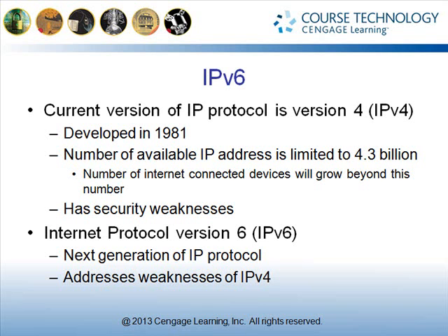Another weakness is that of security. Really, due to its structure, IPv4 can be subject to different types of attacks, actually several different types of attacks. So the real solution, long term, is the next generation of the IP protocol, which is called IPv6. IPv6 addresses the weaknesses of IPv4, and it provides several other significant improvements.